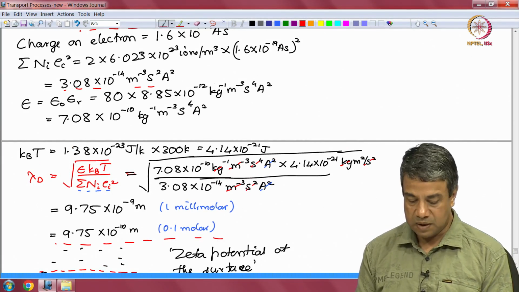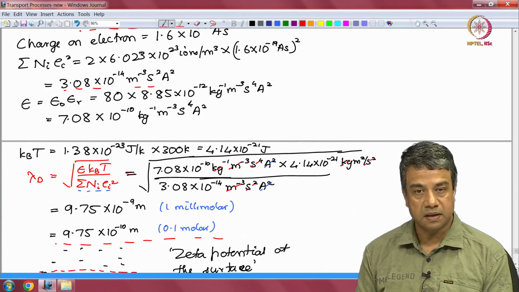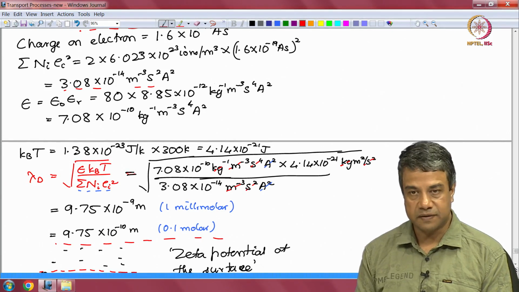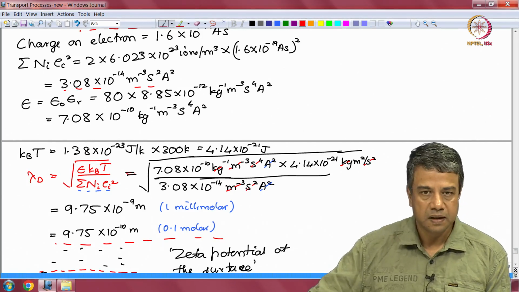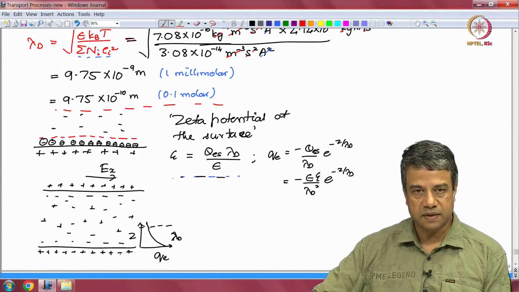1 millimolar it is about 10 nanometers, and 0.1 molar it is about 1 nanometer, and it becomes even less as you increase the ion concentration. And I had also defined the zeta potential, which is related to the surface charge density.